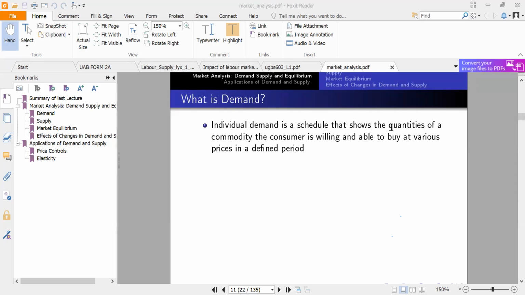The key thing you should keep in mind is quantities. How many quantities are you able to buy? And at different prices, because there may be a certain price that, if it happens in the market, you will not buy. So at different prices.